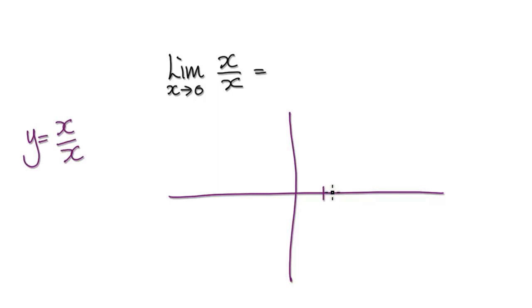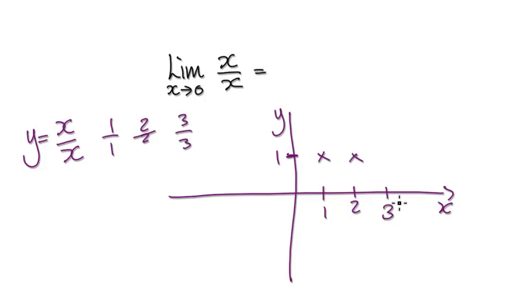So this is your y-axis, this is your x-axis. When x is 1, 1 divided by 1 is 1. When x is 2, 2 divided by 2 is 1. And when x is 3, 3 divided by 3 is 1. When x is negative 1, negative 1 divided by negative 1 will be 1. When x is negative 2, negative 2 divided by negative 2 will be 1. So your graph will look something like this.